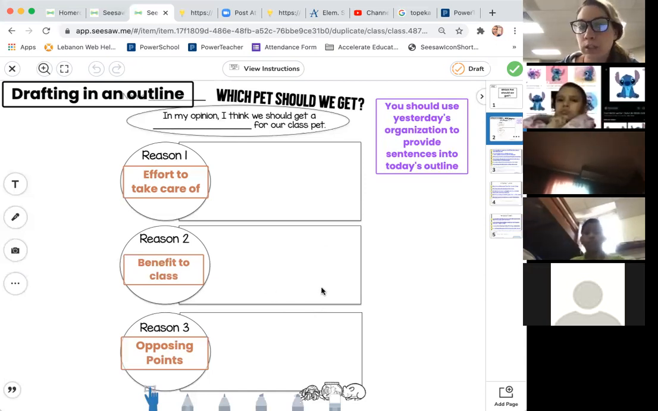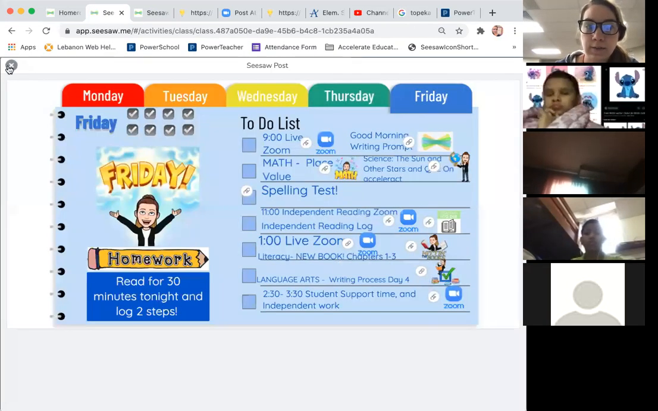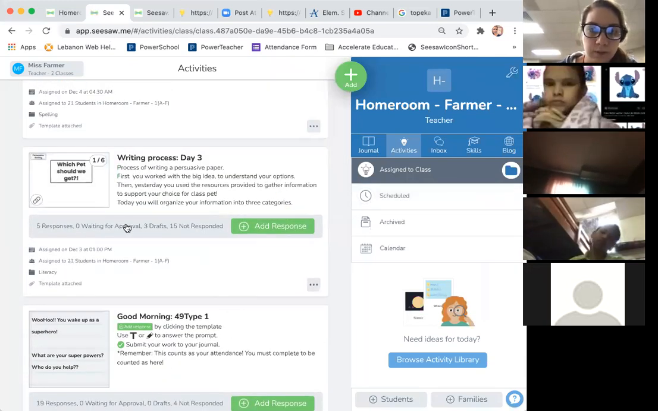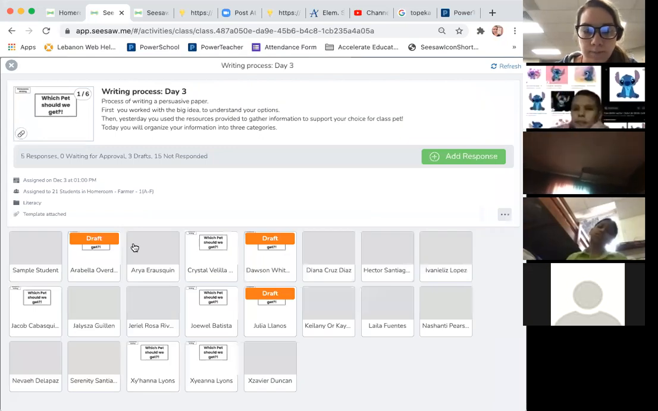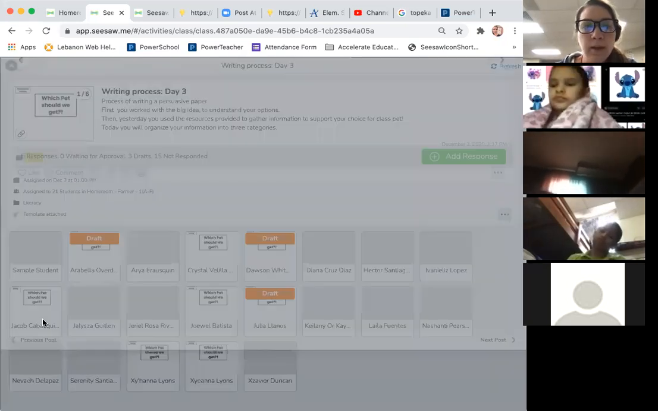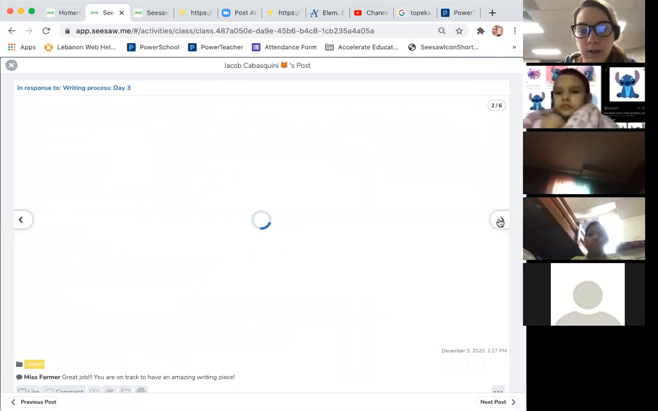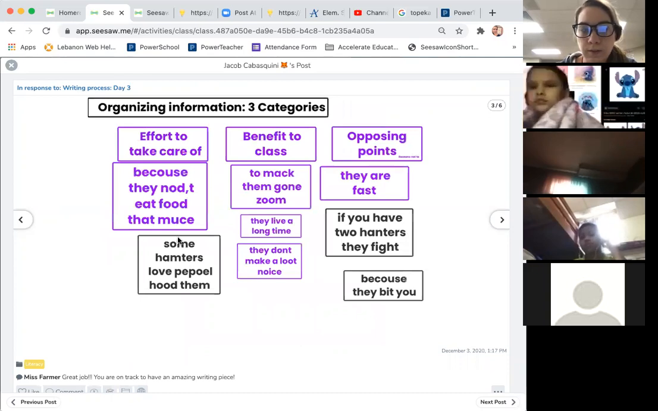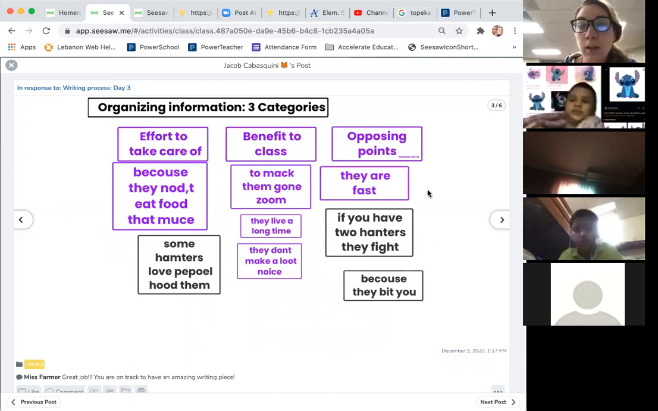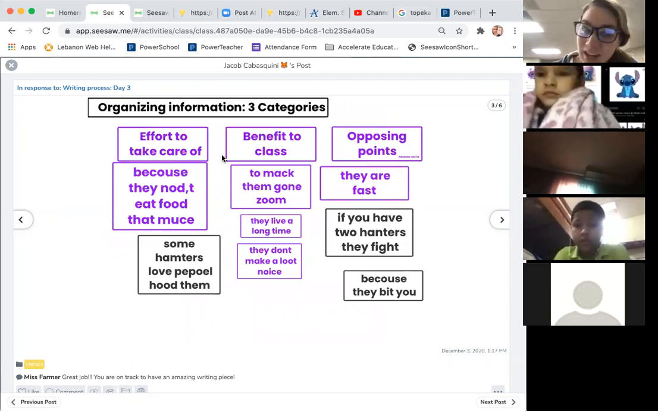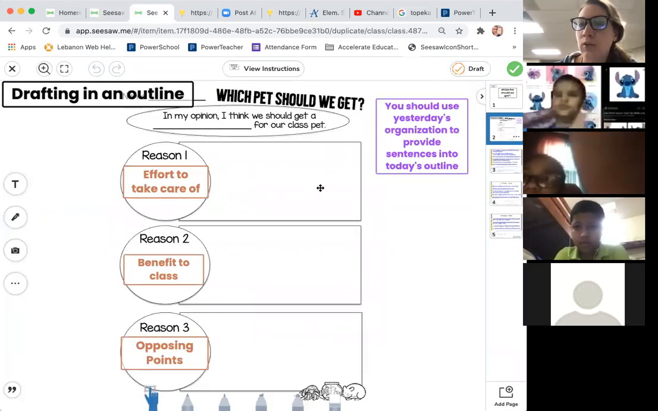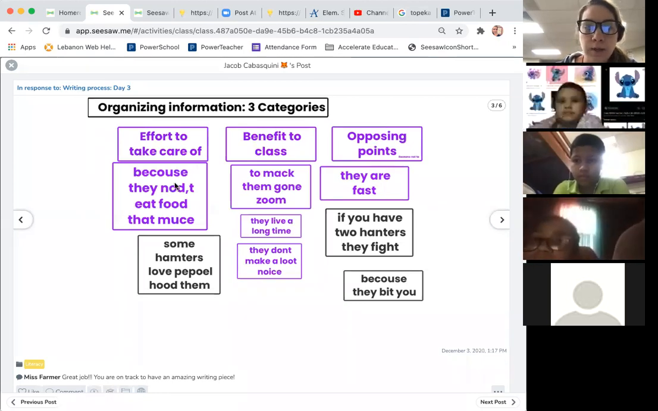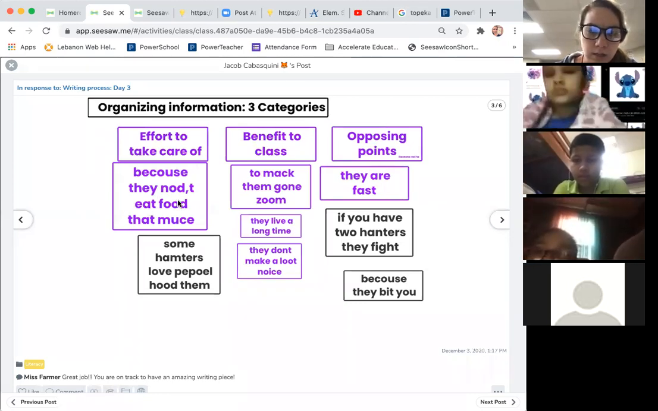So what you're kind of doing is going back to yesterday's activity, which was right here. And I'm going to use Jacob's, for example. Jacob's going to go to his activity where he had already screenshotted this and he used those ideas to fill this in and he put them all in order. You might want to screenshot this again to take it to this activity so that you can then write them in sentences. So like Jacob says, the effort to take care of, because they need, what's this say?